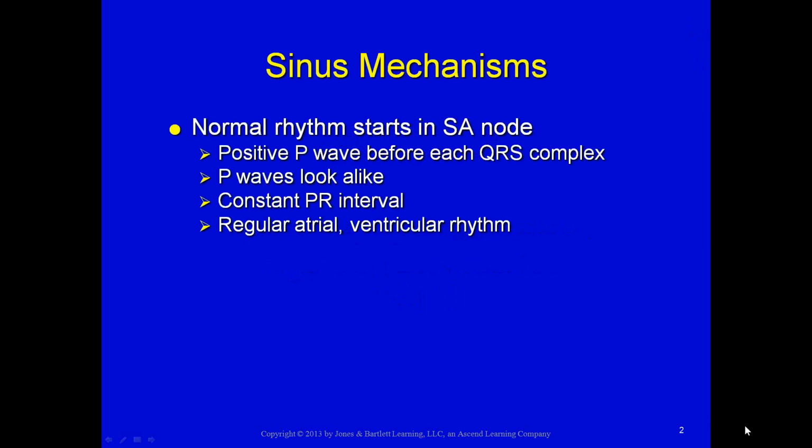A normal rhythm starts in the SA node, the sinoatrial node. When looking at a rhythm, a normal rhythm should have a positive upright P wave in lead 2, and there should be one before every QRS complex. The P waves should all look alike. The PR interval should be constant. The rhythm should be regular. Both the atrial rhythm and the ventricular rhythm should be regular. So measuring P to P should measure out nice and regular, and measuring R to R should measure out nice and regular as well.